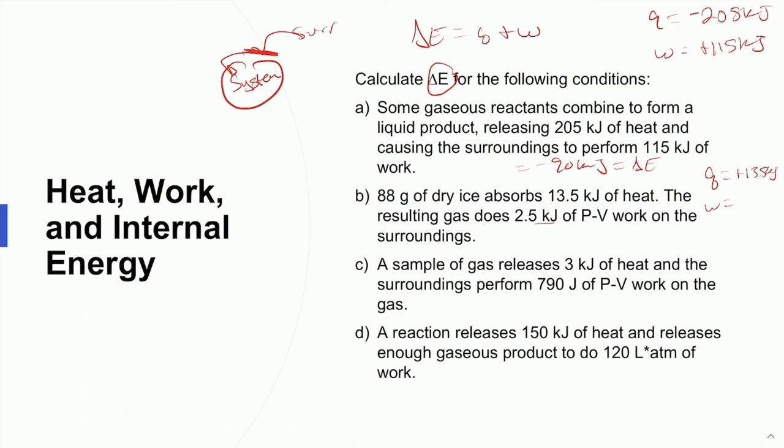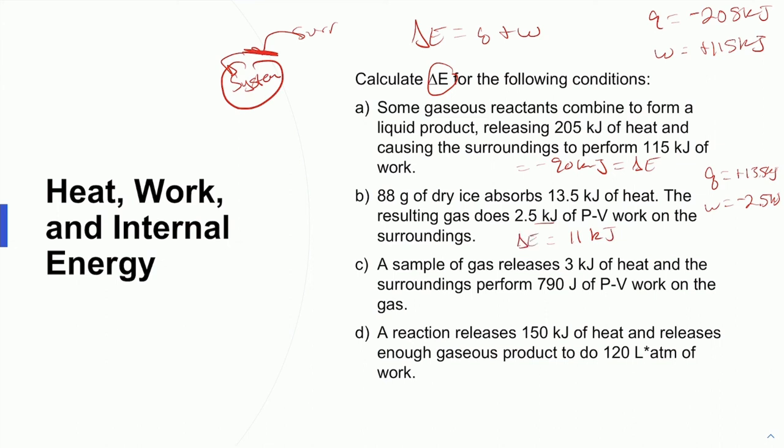Again, we don't have to convert from liter atmospheres to joules. That's kind of nice. The resulting gas does 2.5 kilojoules of PV work on the surroundings. So are we gaining or losing that? We're actually losing that, right? So that's going to be negative 2.5 kilojoules. That ultimately gets us about positive 11 kilojoules as our delta E.